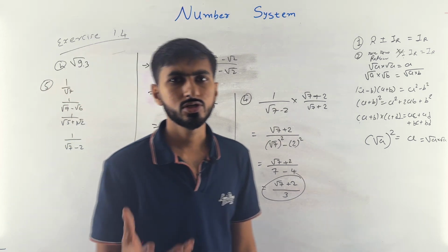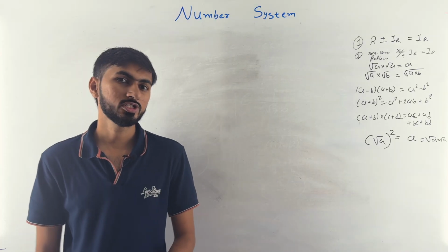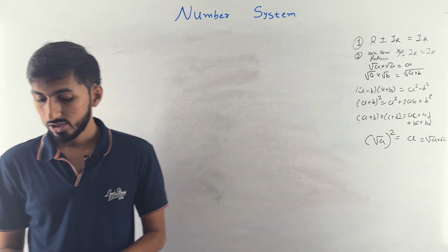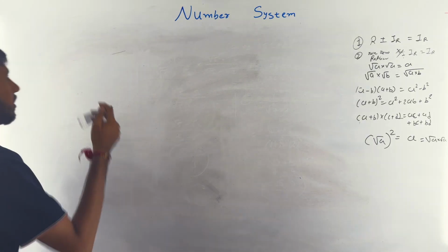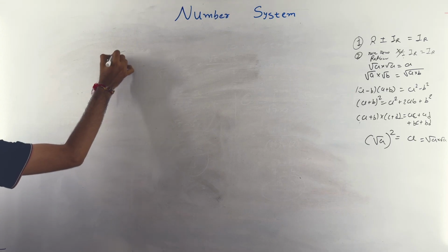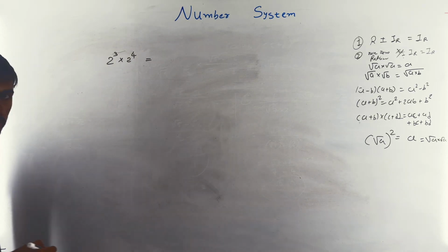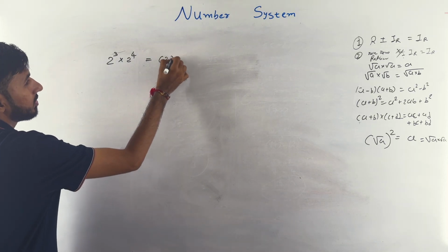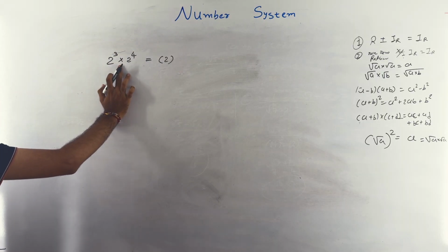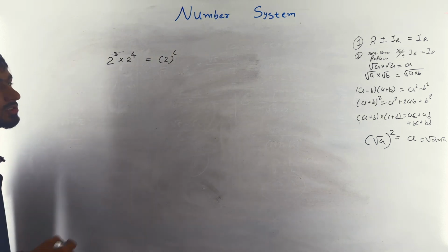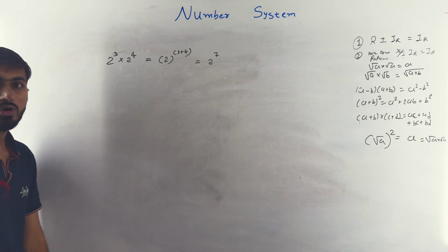Now we will learn some concepts and then we will do exercise number 1.5. Before going to exercise number 1.5, let us recall the laws of exponents. You already have learned it. What I am saying is, if you have 2 power 3 multiply 2 power 4, what is the answer? Here we have the same base and there is a sign of multiplication between them, so we can simply add the powers. So I can write it as 2 power 3 plus 4, that is 2 power 7. You all know this, right?